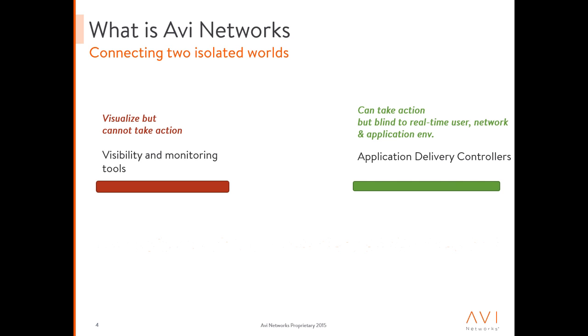In a single slide, what does Avi do? We are a software company. We've developed networking software that focuses on layer 4 to layer 7 network services. Our areas of focus are elastic application delivery, which includes load balancing, application security, and application acceleration. We also do elastic application and user visibility and monitoring.